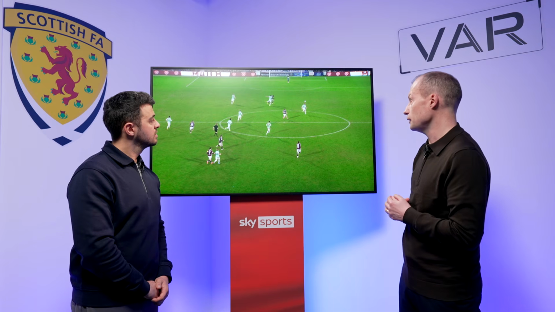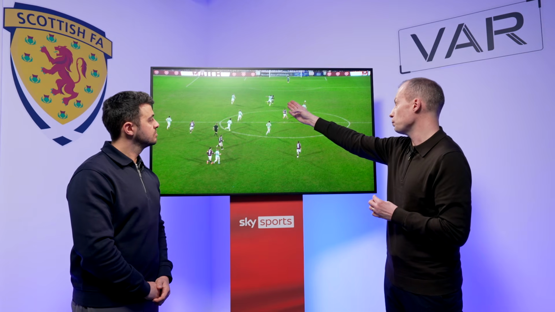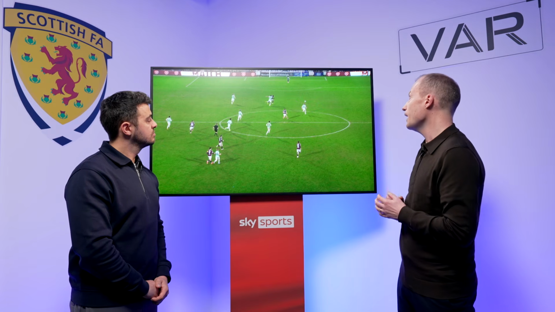This player is too far away, the Celtic defender here, to have any impact on this opportunity for the Hearts player to play the ball and be in on goal. So for us, this is a clear and obvious error on field. It's an understandable error on field, but the VAR team are fully correct here to intervene.